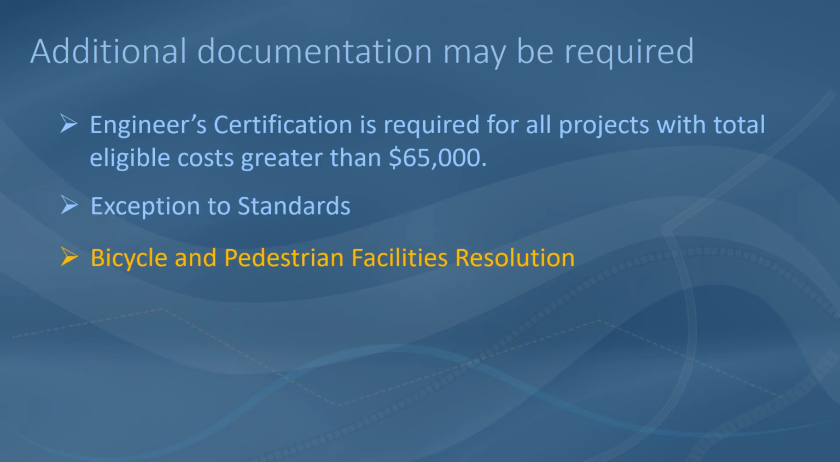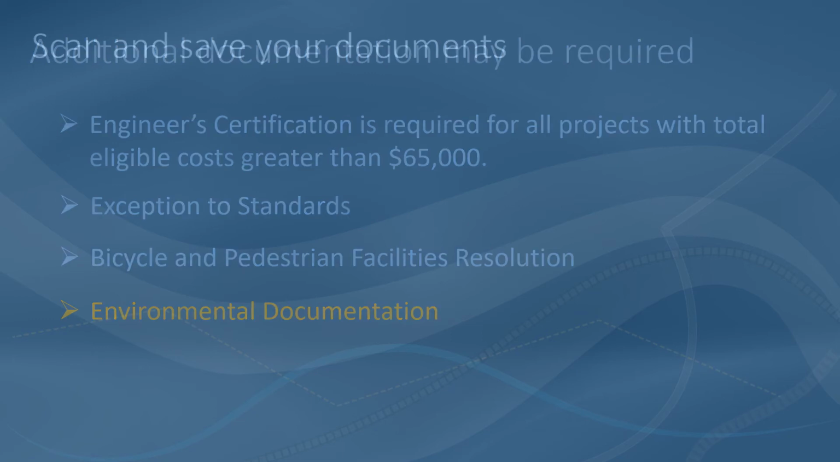You may also need an exception to standards if your project did not meet improvement standards, a copy of the approved bicycle and pedestrian facilities resolution for a reconstruction project that included new facilities, and environmental documentation if your project required special environmental permits. Please check with your County Highway Commissioner if you have questions regarding the specific documentation required for your project reimbursement.